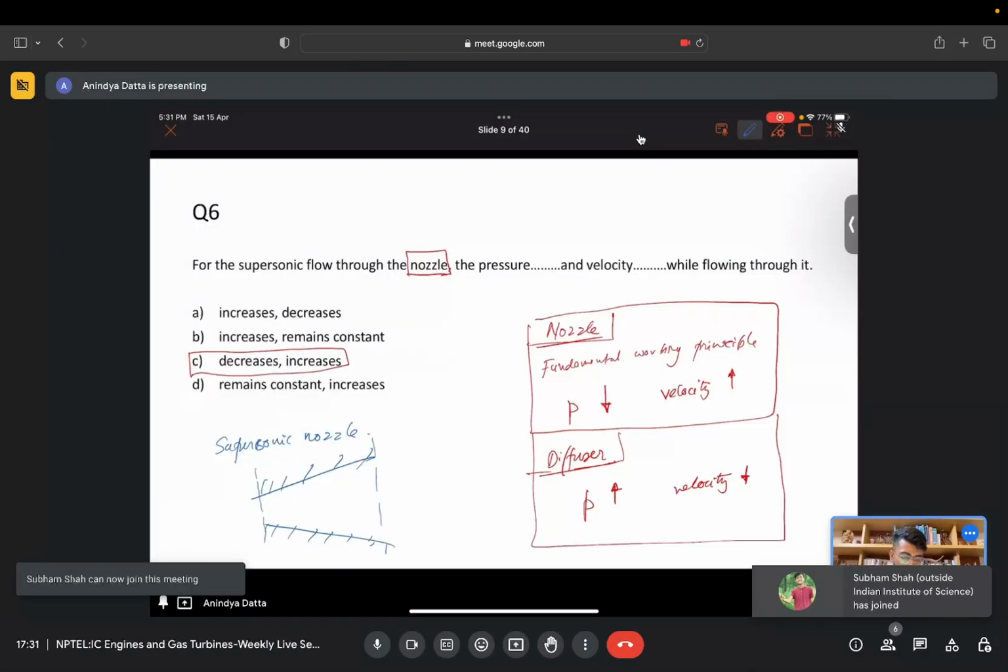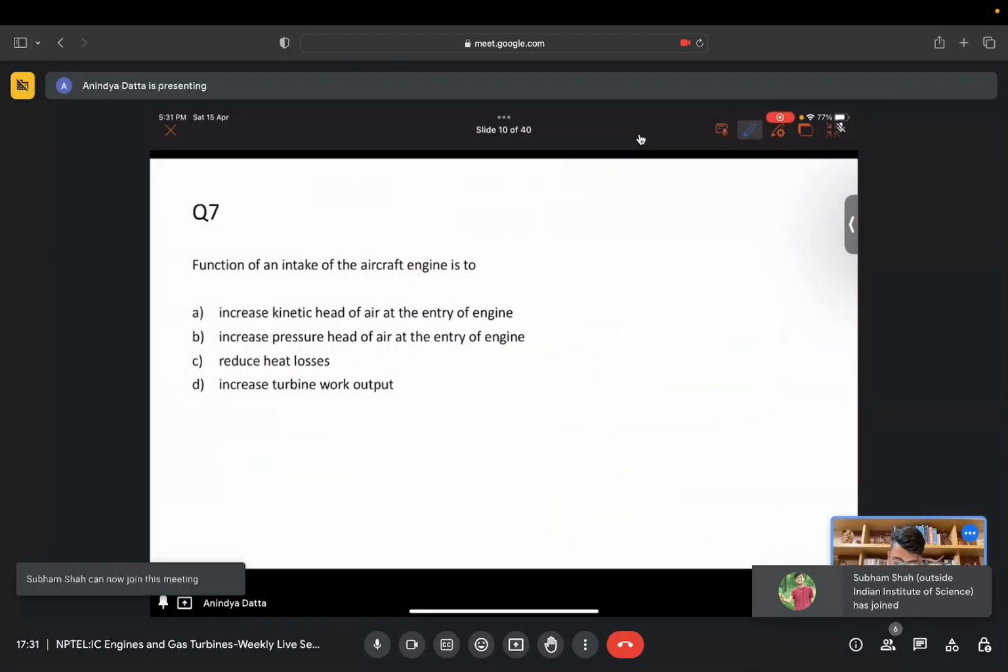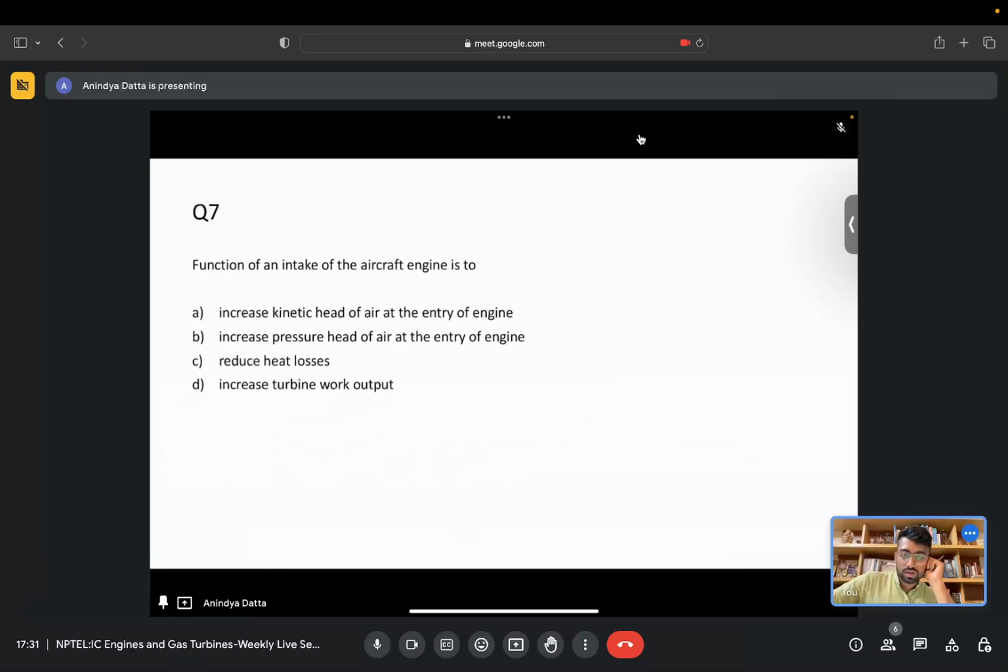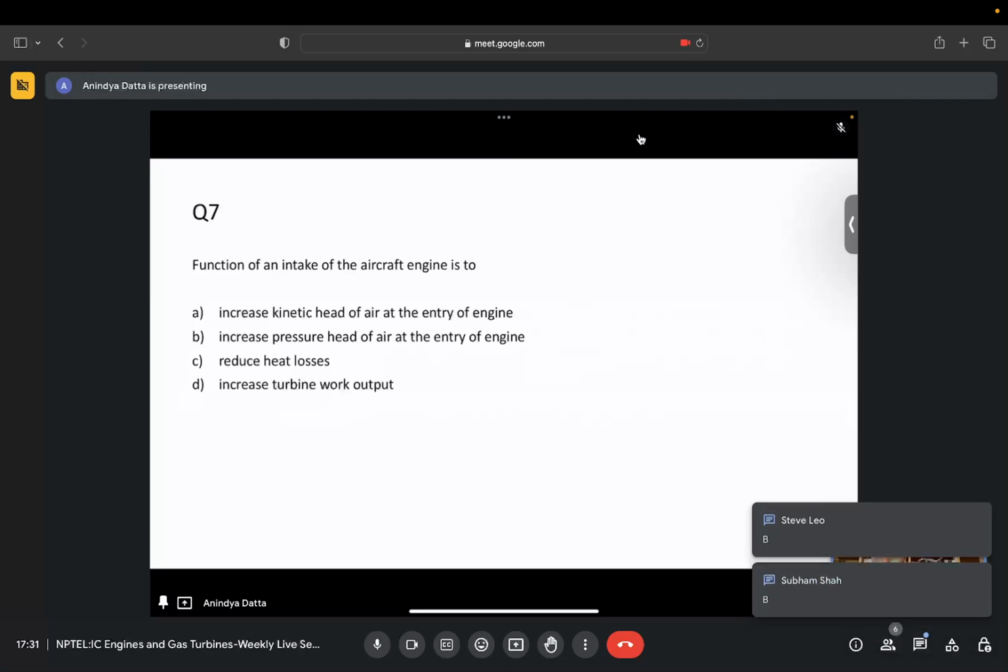Okay, so moving on, question 7. Function of an intake of aircraft engine is to: option A, increase the kinetic head of air at the entry of the engine; option B, increase the pressure head of the air at the entry of the engine; option C, reduce the heat losses; option D, increase turbine work output. Correct answer is option B.